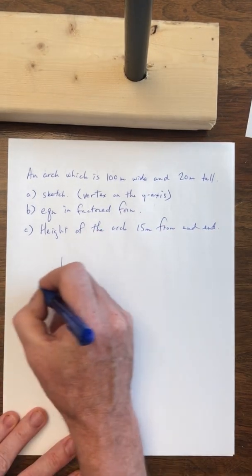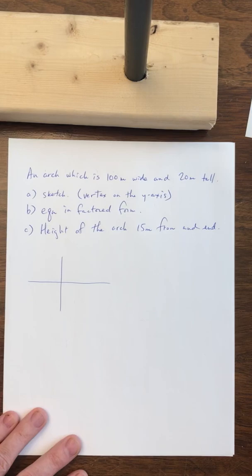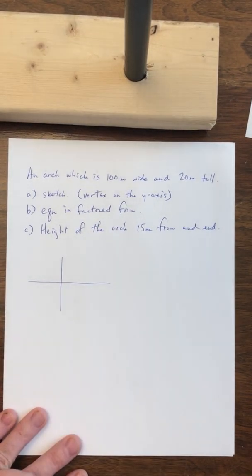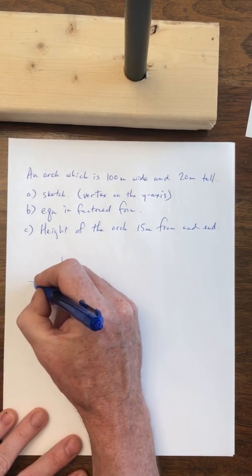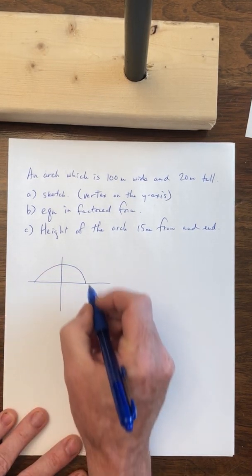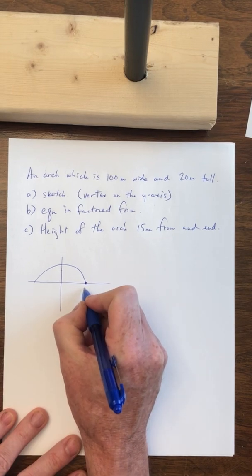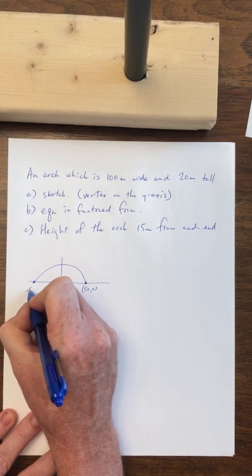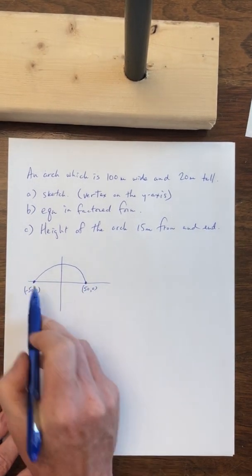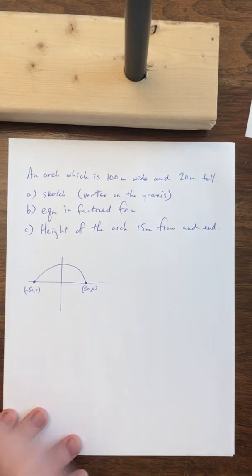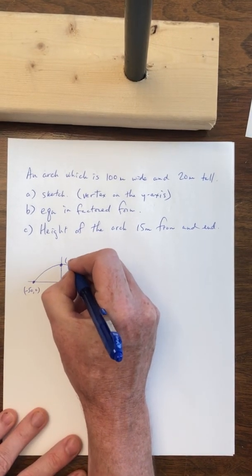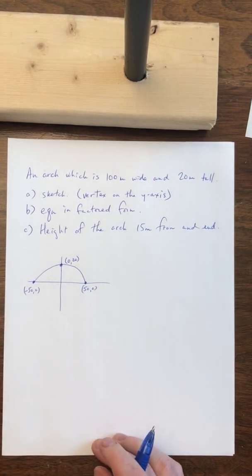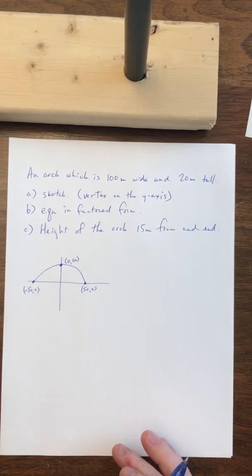So first of all, if our vertex is on the y-axis, that means that our axis of symmetry is there as well. Because this is 100 meters wide, we're going to have an arch that looks like this, and our 0 here is going to be at 50, and our other 0 here will be at -50. This being 100 meters wide, and we know that our vertex here is at 0, 20. So there's our sketch done.